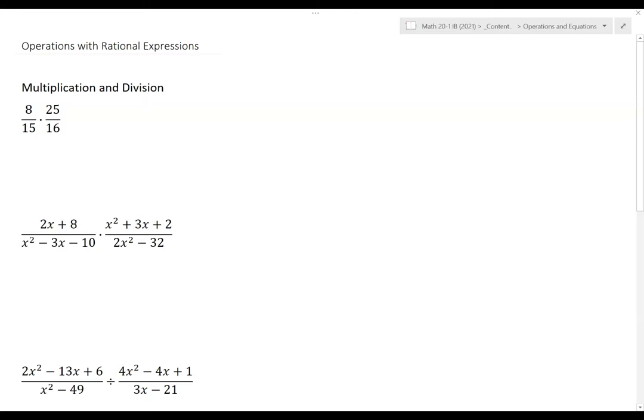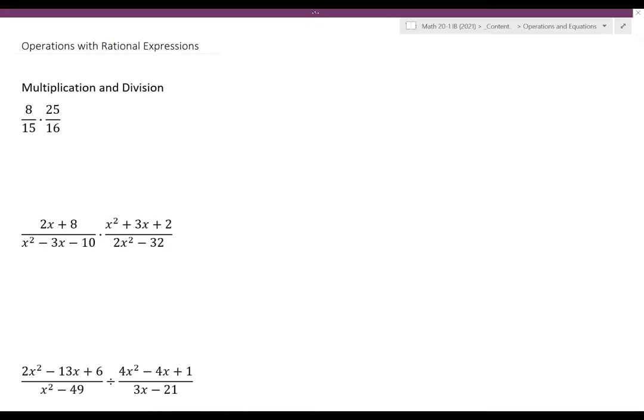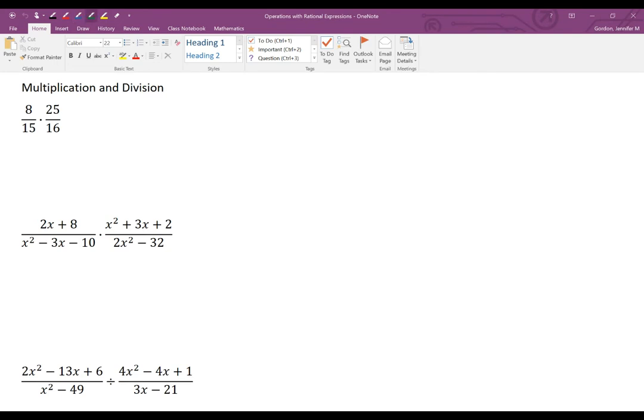Hello. In this video, we're going to look at some operations with rational expressions, starting with multiplication and division, which are the simpler of the two operations. Recall that with numbers, we can just multiply across the numerators and multiply across the denominators and then simplify. But simplifying involves factoring, which is the exact opposite of multiplying. So in fact, our lives are easier if we factor first.